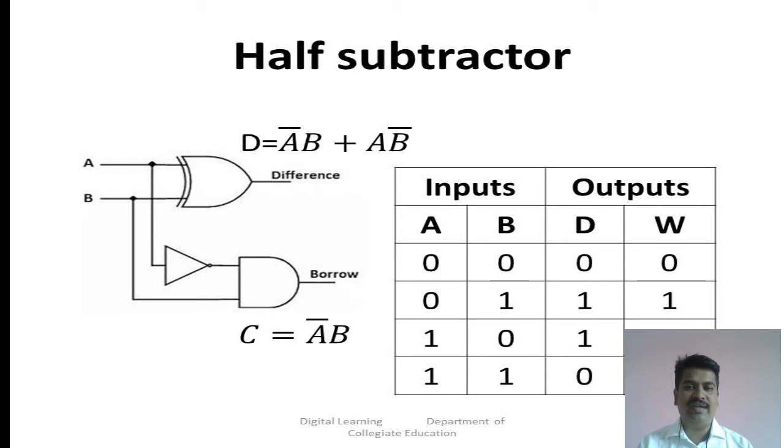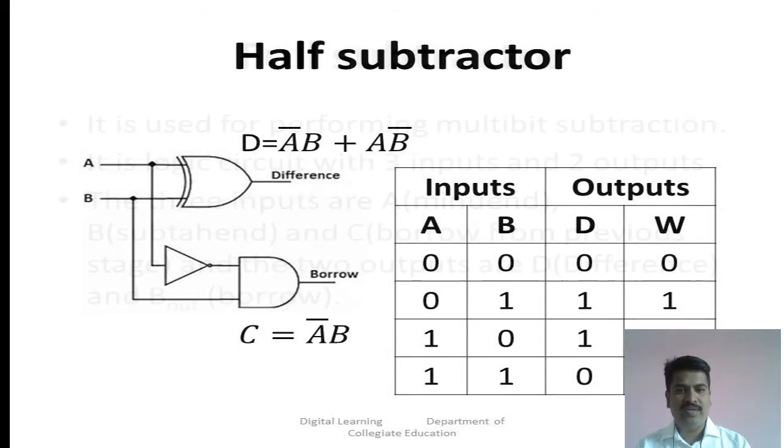With this kind of arrangement, we can produce the difference and the borrow, and this logic circuit is called a half subtractor because this will produce two outputs. One is the difference, another is the borrow, which performs subtraction of two bits at a time. Okay, so this is the logical circuit, and this circuit is called half subtractor.